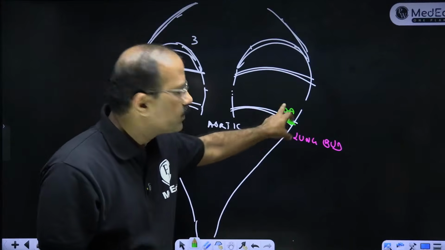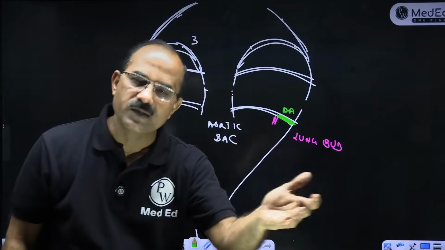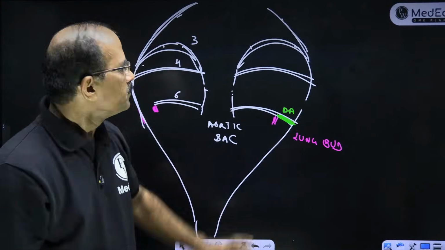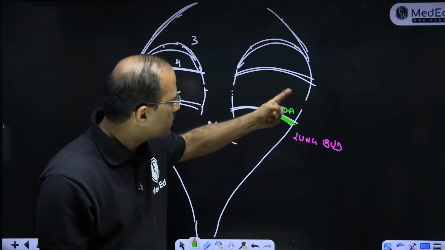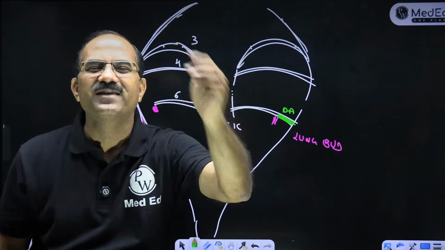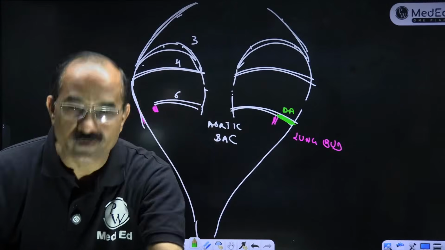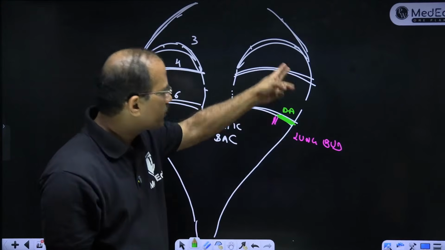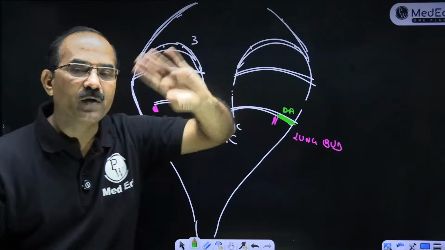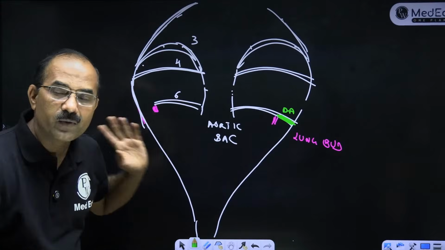On the left side, it forms the ductus arteriosus. Ductus arteriosus, fine. Now here there is a nerve which winds and goes up. What's that? The left recurrent laryngeal nerve. So the left recurrent laryngeal nerve is found in the thorax. Now on the right side there is no ductus.